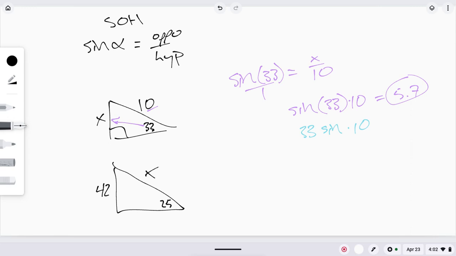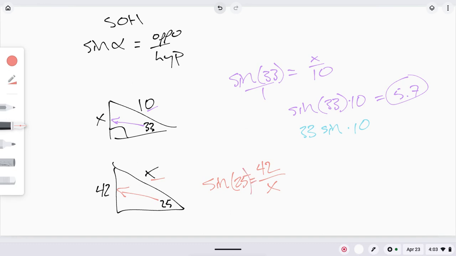So this one's going to be different because 25 is opposite of 42. X is my hypotenuse, so that makes x the bottom part of my ratio. So it's sine 25 equals 42 over x.